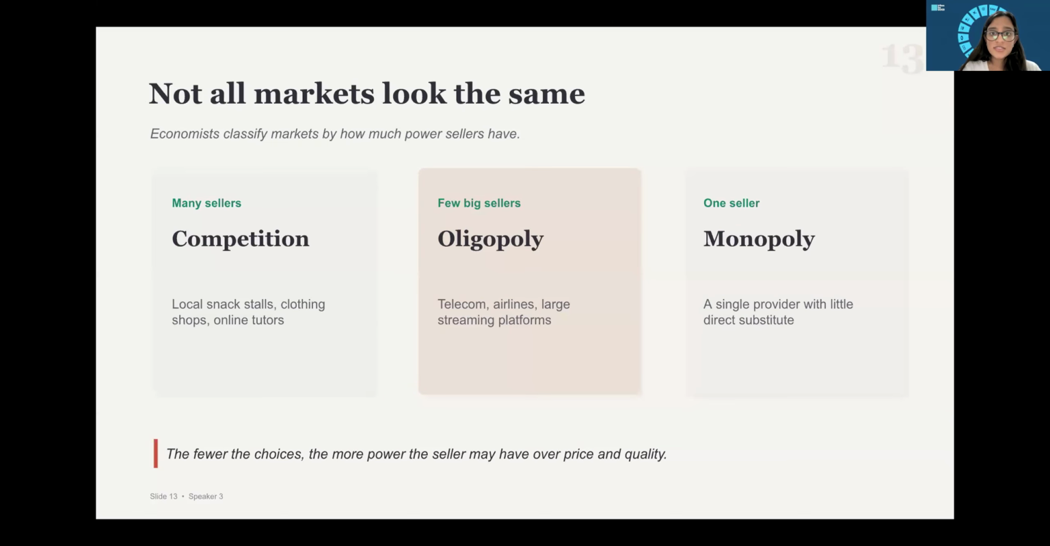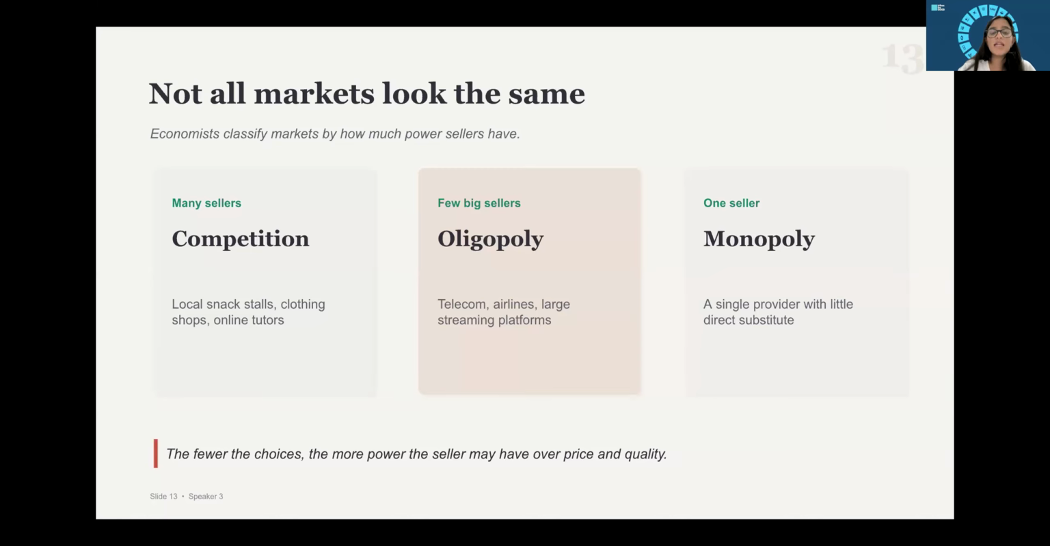Not all markets look the same. Markets differ based on how many sellers there are. In highly competitive markets, many sellers fight for customers, so no single seller has much power. In oligopolies, a few large sellers dominate, so each company watches the others closely. In a monopoly, one seller has much more control. This matters because market structure affects price, quality, innovation, and consumer choice.